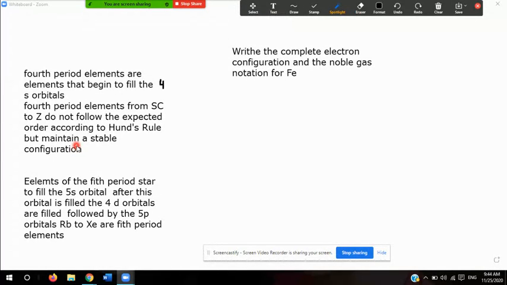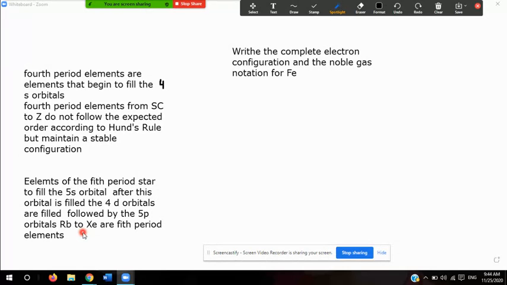And remember that elements try to maintain the most stable electron configuration possible, which is why they try to have a complete octet. Then after that, we talked about elements of the fifth period. Elements of the fifth period start to fill the 5s orbital. After this orbital, the 4d orbital is filled, followed by the 5p orbitals. The elements of the fifth period are basically rubidium all the way up to xenon. And just like in elements of the fourth period, they also have elements that don't necessarily follow Hund's rule in order to establish stability.